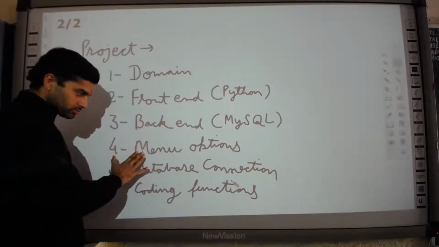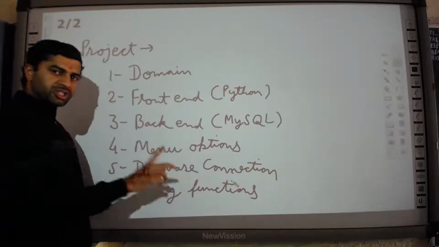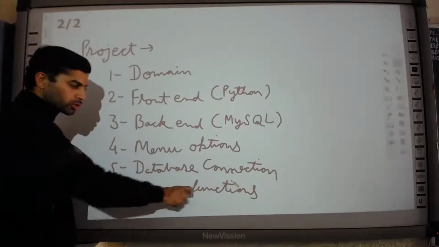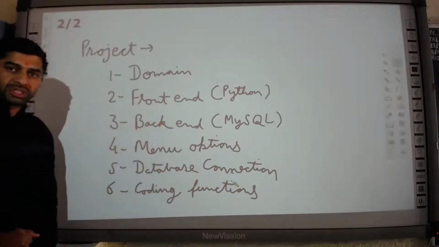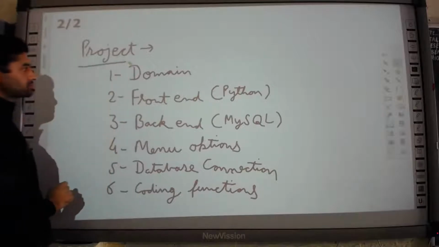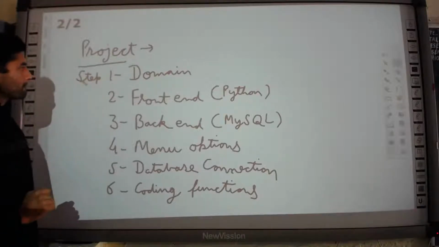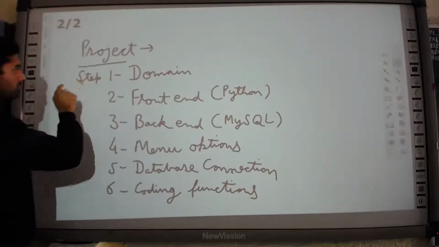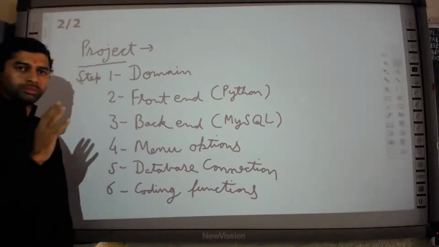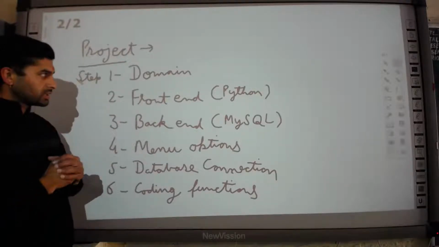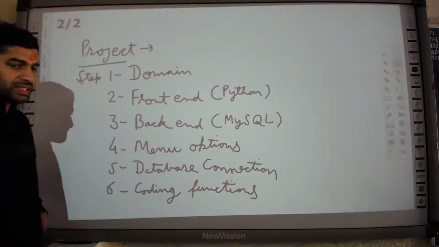Okay? So, whenever the user selects a particular option, a corresponding function will be called. So, you will code those functions one by one. Okay? So, these are the steps of project development. Following these steps, you can easily design a good project. So let's start with all these points. We will discuss them one by one in detail so that you can easily design your project.